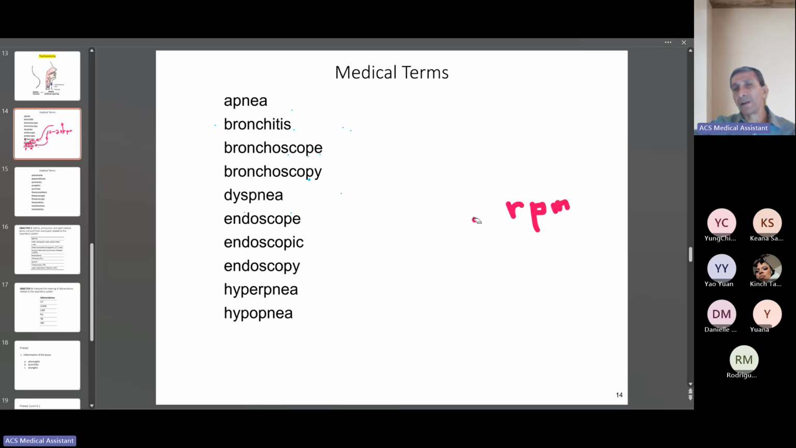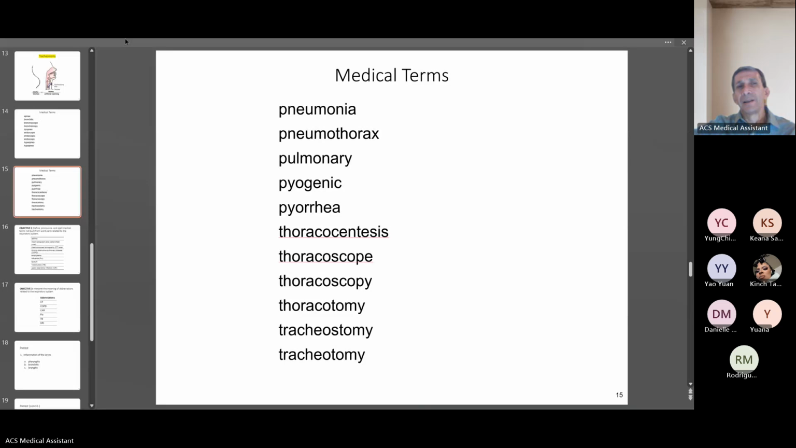So we can use the definition that better suits the medical term, depending on what it is that we are dealing with, what it is that we're trying to convey, we're trying to explain. That's how it works. Let's go next.